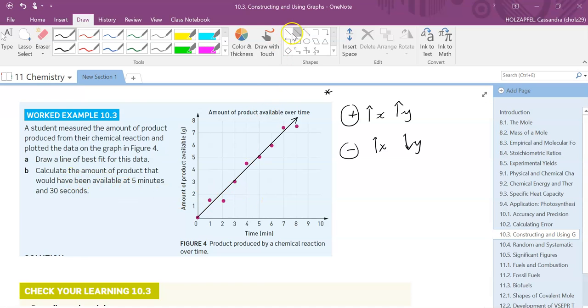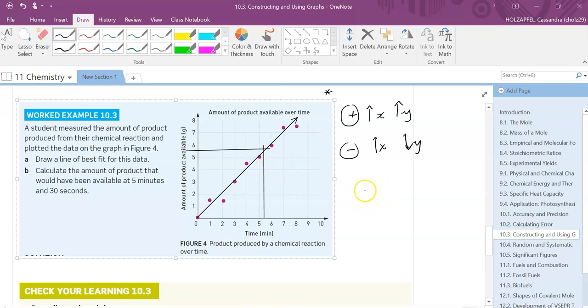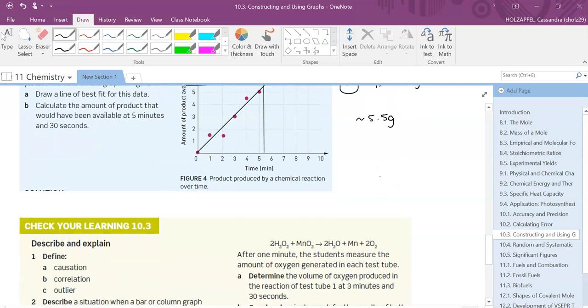So we would get a line, and I'm going to draw that roughly at 5.5 minutes. And again, I'm just going to look on my y-axis here, and where does that sort of correlate on my y-axis? So that's going to be about 5.5 grams of product that would have been available at 5 minutes time. That easy. Okay, so let's jump in.